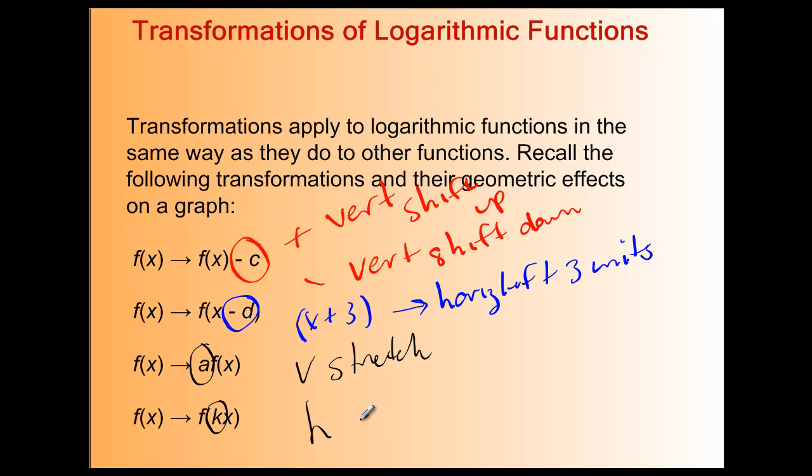And so one way of looking at it is we're always taking 1 divided by K. So if the K value is 2, it's actually a horizontal compression by a factor of 1/2. So if K is equal to 2, like 2x, then we know that there is a horizontal compression by a factor of 1/2. If K is a fraction, then it's a horizontal stretch. And those are similar to what we approached in our polynomials.